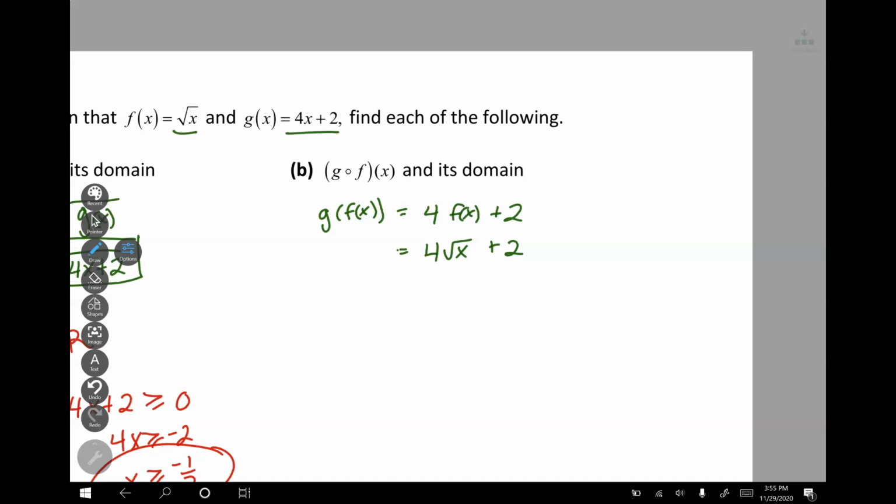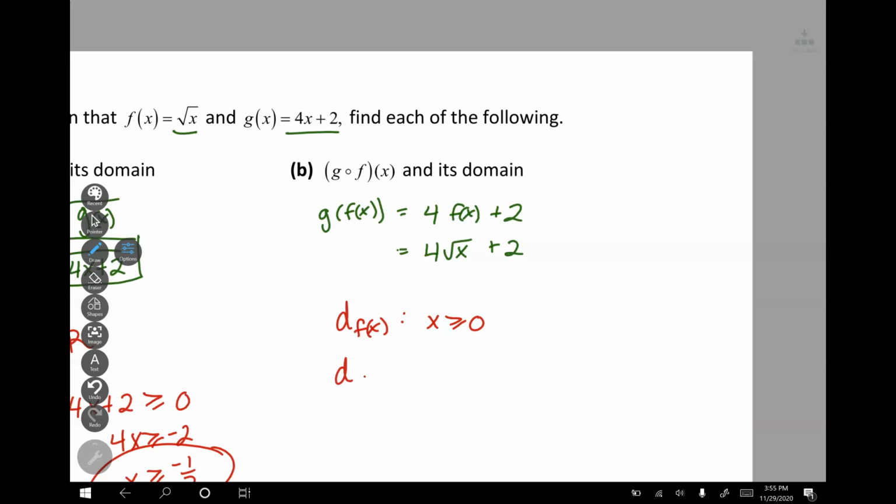Now our domain. So you will have the domain of the input function, f of x. So the input function, well, we have a radical there on f of x, so that's x needs to be greater than or equal to 0.